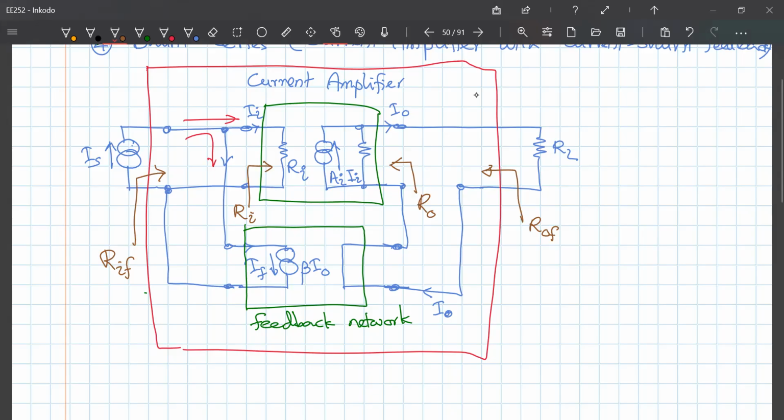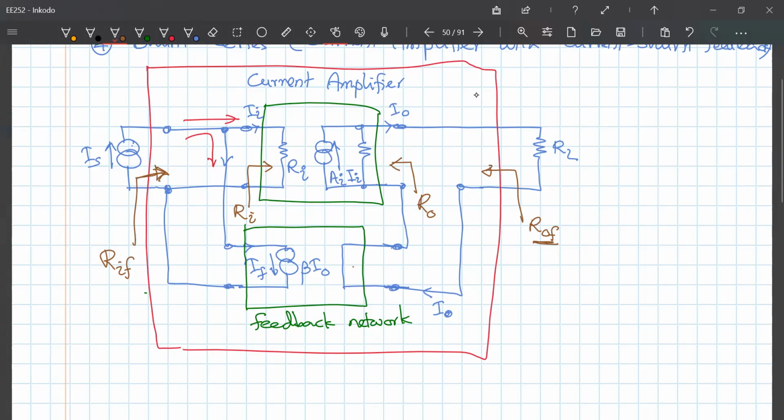Since there is no resistance in this path, R out F does not change. R out F should have been R out plus this resistance here, but there is no resistance as such. It is short circuited, so that value will not change. Whereas looking from this direction, initially you only had this R in at the input, but now I have connected another network, the feedback network here. It also draws a current, so the current is reduced.